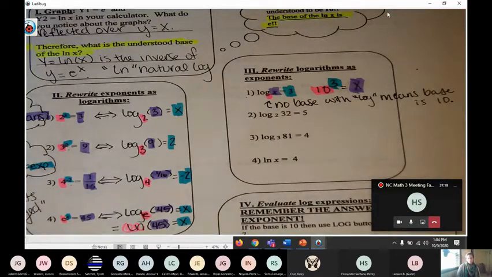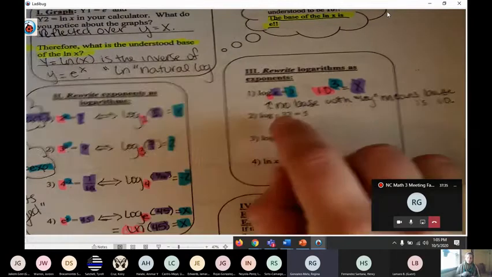Regina? Yes. All right, so Regina, can you identify the 3 parts, the base, the answer, and the exponent for this logarithm? Is the base 32? No. Or is it 2? Yeah, very good. That base is 2.